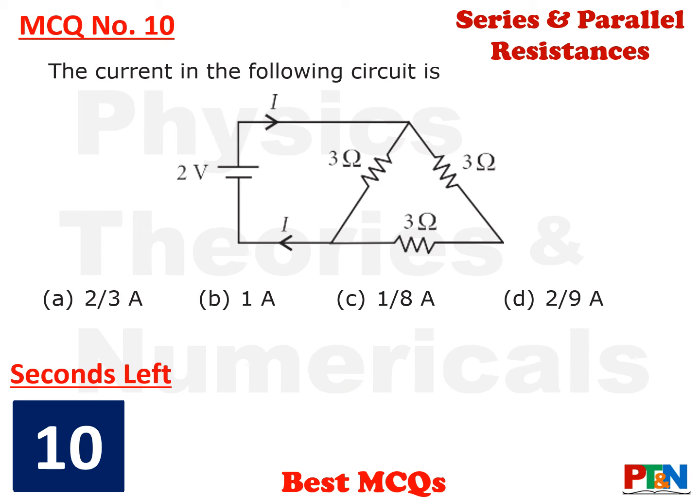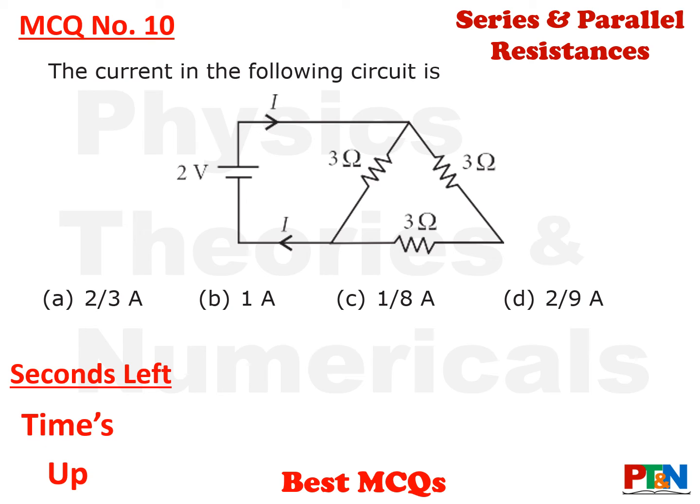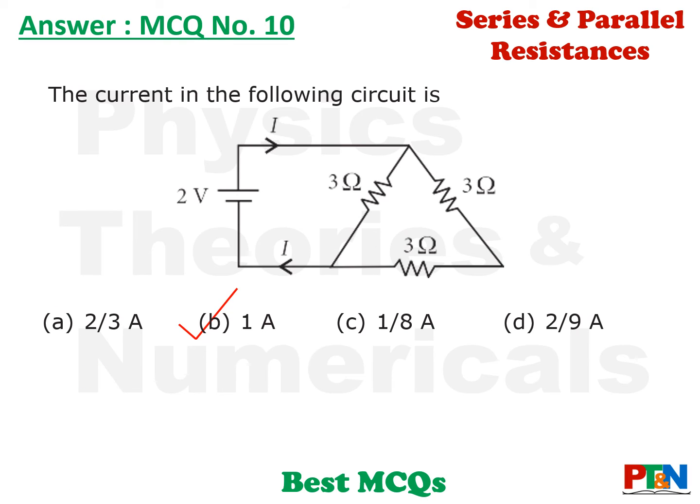Look at the circuit diagram. What is the value of current I? Four options, 10 seconds time for you. Your time starts now. Time's up. I'm sure you got the answer. Let's see the answer. Answer is 1 ampere.